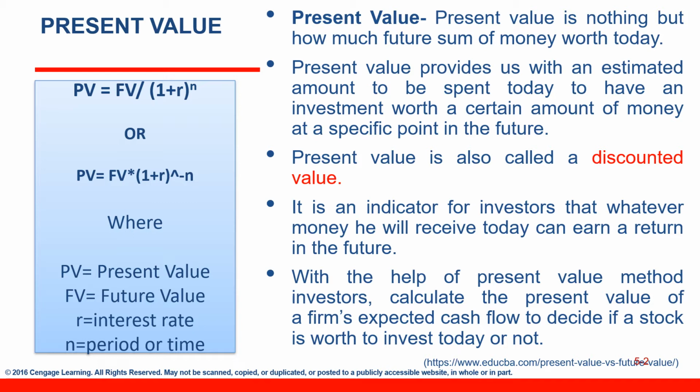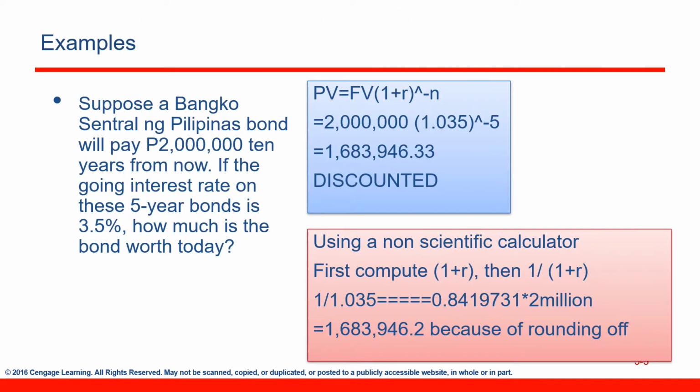Okay, so our formula is present value is equal to future value divided by 1 plus r raised to the n power. Or we can do this by using the other formula, present value is equal to future value times 1 plus r raised to the negative n power. 1 plus r raised to the negative n power is our present value factor. Okay, present value factor of 1. So where PV is the present value, FV is the future value, r is the interest rate, and n is the period or time.